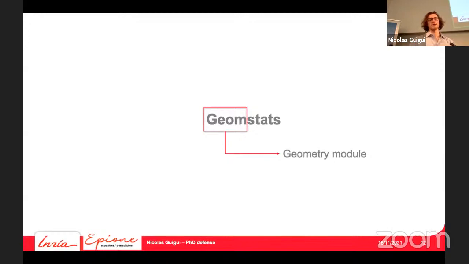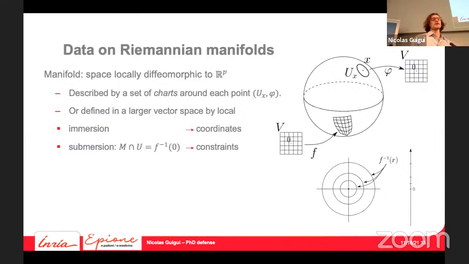More precisely, geomstats is first composed of a geometry module that deals with data on Riemannian manifolds. Recall that a manifold is a space that is only locally diffeomorphic to R^p. It can be described by a set of charts around each point. U_x would be a neighborhood around x, and phi is a map that verifies certain regularity conditions and maps the manifold to a neighborhood in R^p. Alternatively, it can be seen as embedded in a larger vector space and defined by a local immersion or submersion, which are two ways of visualizing objects in space.